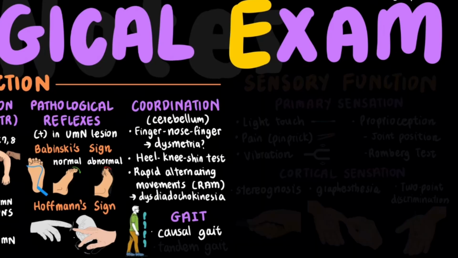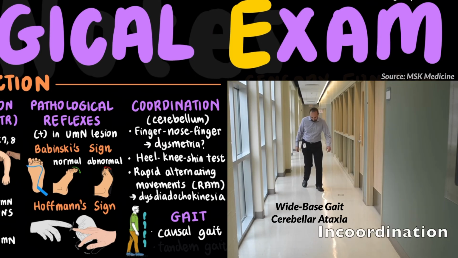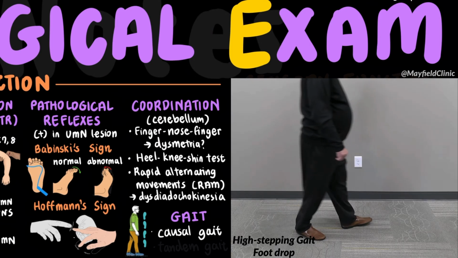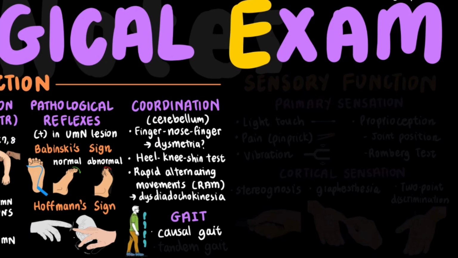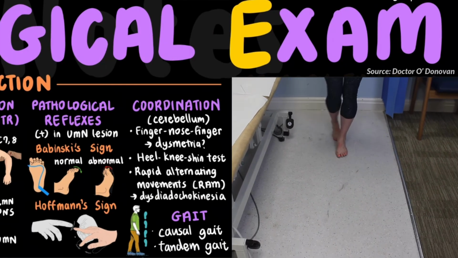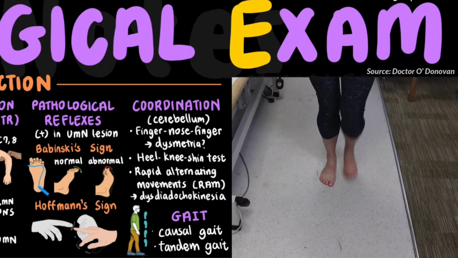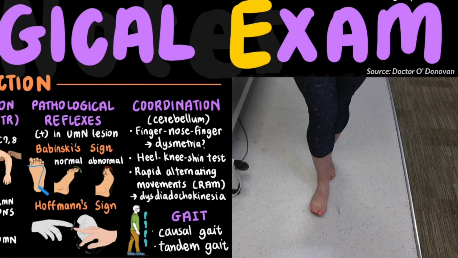Abnormal findings might include a shuffling gait in Parkinson's disease, a wide-based gait in cerebellar ataxia, or foot drop causing a high-stepping gait. Next, test the tandem gait. Ask the patient to walk heel to toe in a straight line as if walking on a tightrope. This is more challenging and can reveal subtle balance or coordination problems.